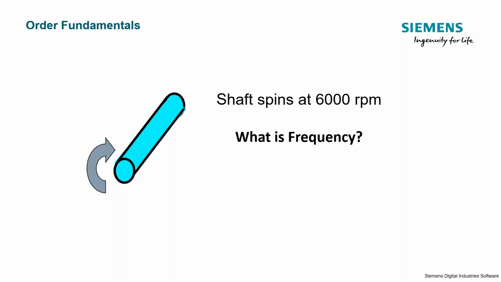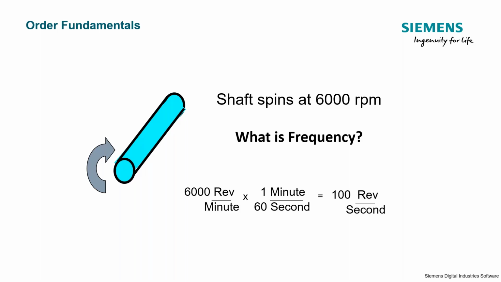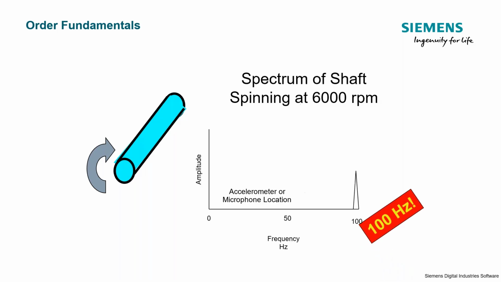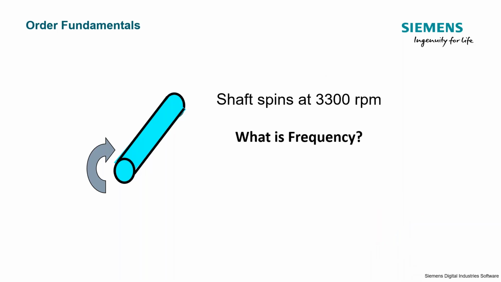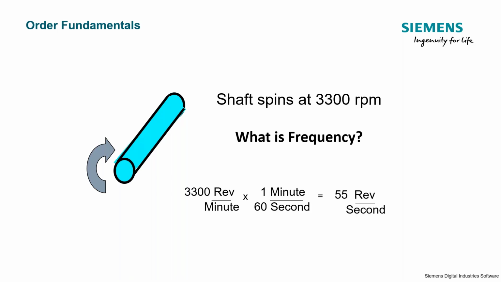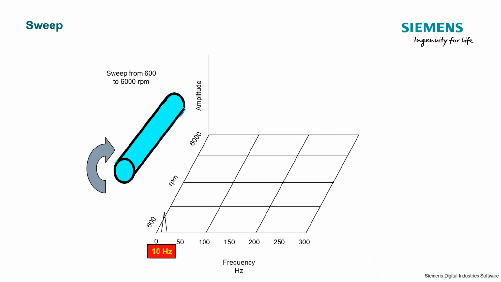If we increase the speed of that shaft to 6,000 RPM, we go through the same math, figure out the frequency, and here it'd be 100 hertz. And so we can measure that amplitude and plot it on that same graph. At 3,300, the math gets a little more difficult. Might need to pull out a calculator, but again, we figure out that that's 55 hertz, and we'd have a measured amplitude.